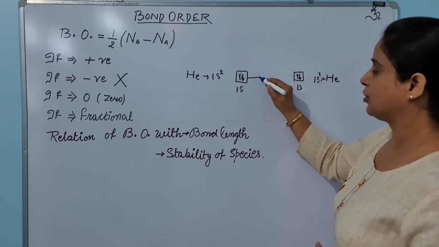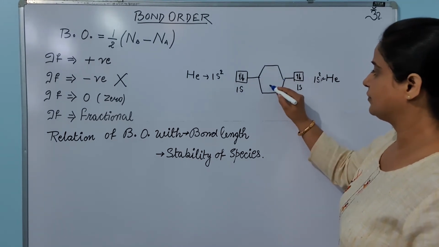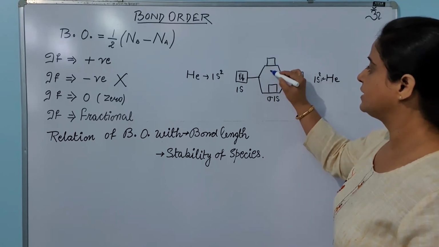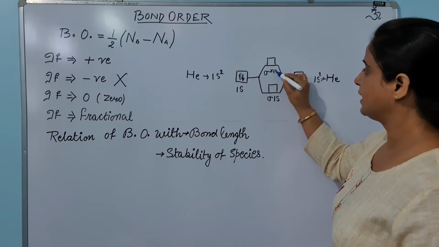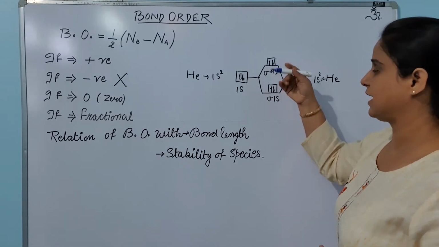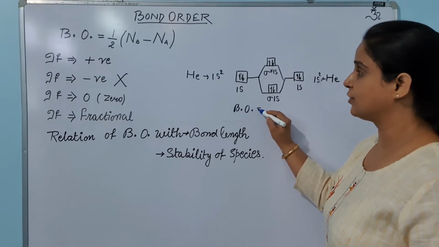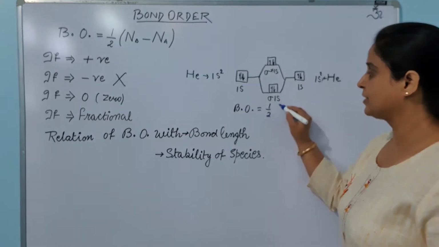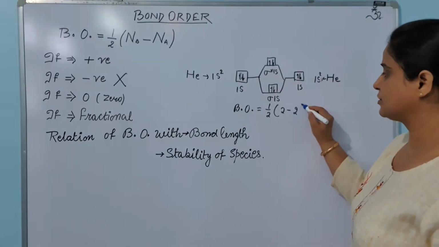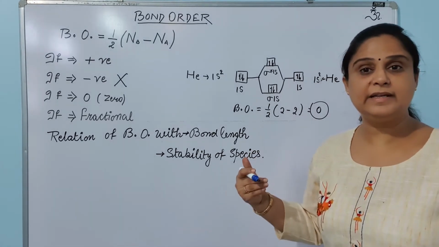Now because 2 orbitals are participating, so 2 orbitals will be formed. The one orbital will be sigma 1s and another will be sigma star 1s. 4 electrons in all we have, so there will be 1, 2, 3, 4 electrons filled. By applying the formula and calculating the bond order, what did we get? 1/2 of the number of bonding electrons, that is 2, minus the number of anti-bonding electrons, that is 2, and it becomes 0. So the bond order of helium 2 is 0.